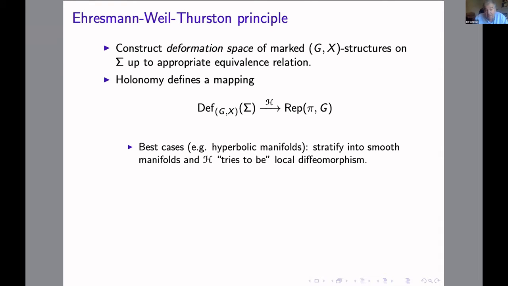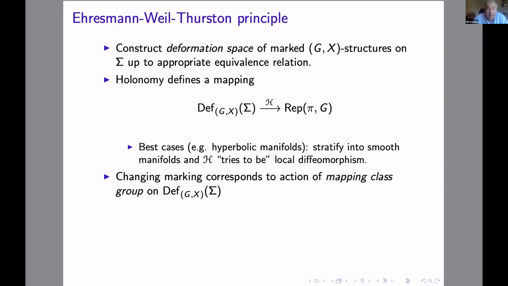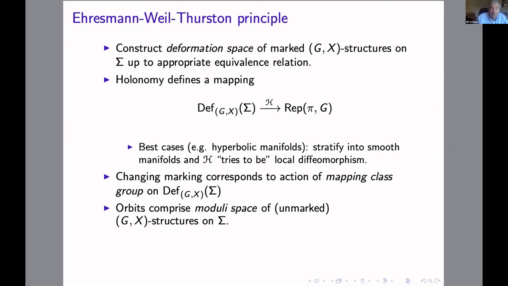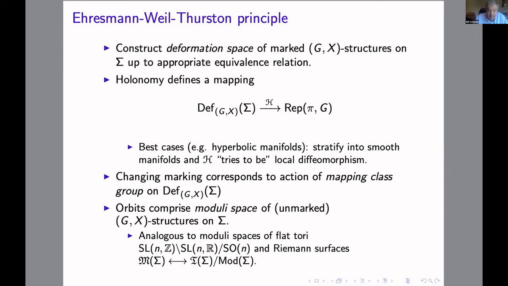In general, these spaces can be pretty pathological. Anything that could go wrong can go wrong in specific examples, but in the best cases, for example hyperbolic manifolds, these spaces stratify into smooth manifolds, and this mapping tries to be a local diffeomorphism. Changing the marking corresponds to an action of the mapping class group, and the orbits will then correspond to whatever the moduli space is. However, generally the action won't be proper, and this will lead to an interesting class of dynamical systems.